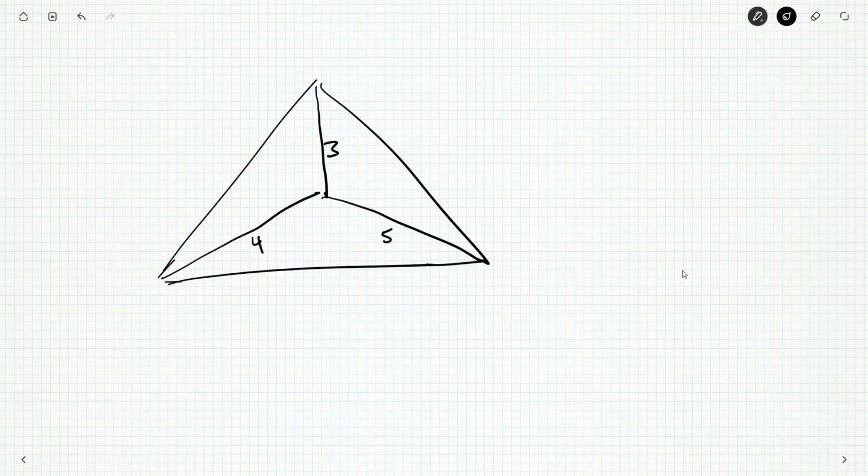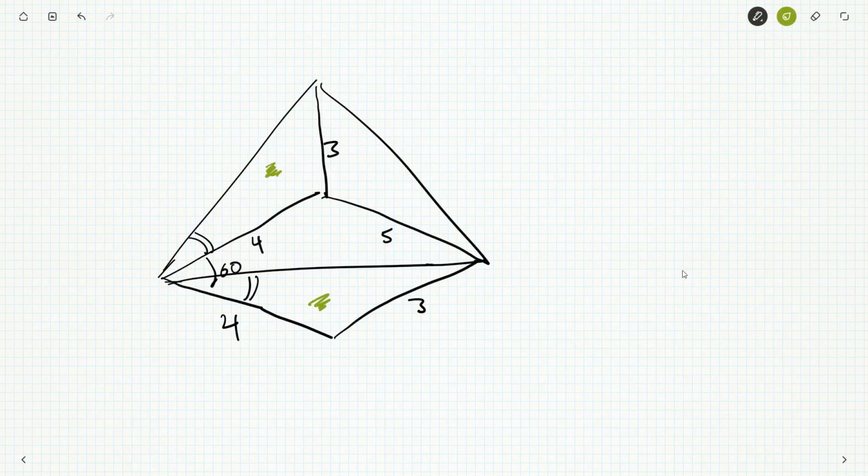So we put this down here as a 5. No. This is 3, and this is 4. And this is 60 degrees, so this angle is the same as this angle. So we haven't exactly unfolded, but now the green triangles are the same area.